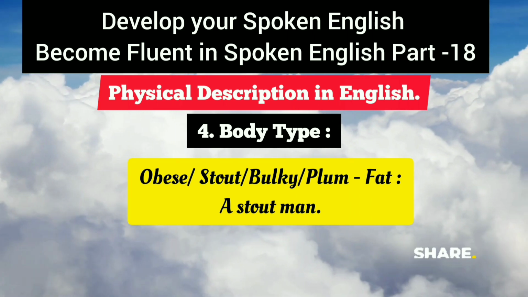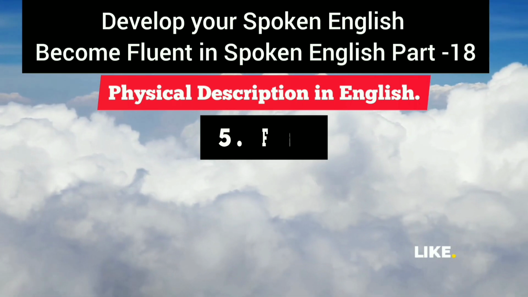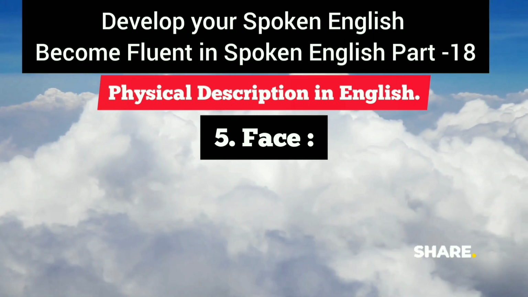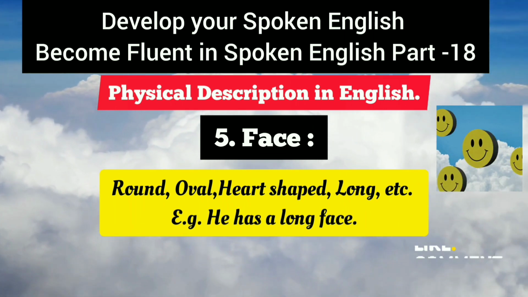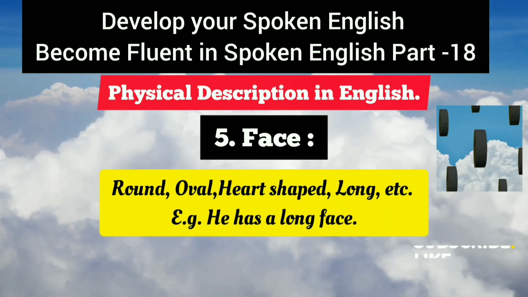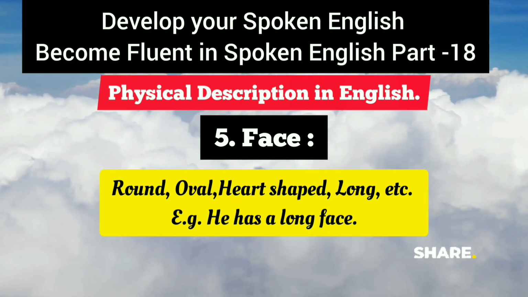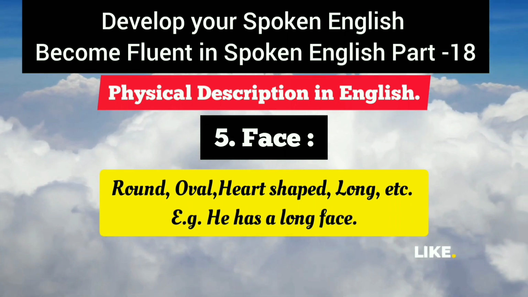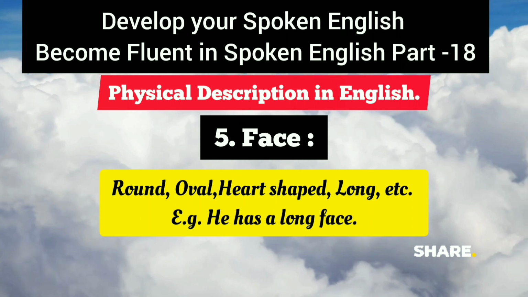So up next let's turn our attention towards the fifth category, where I'm going to show you how to describe someone's face, facial structure. So there are different types as you see here. Someone's face can be round, oval, heart shaped, long. Let me show you how to use it in a sentence. He has a long face, okay, or he has an oval face also, you can say, or she has an oval face. So these are the options you have to talk about someone's face.